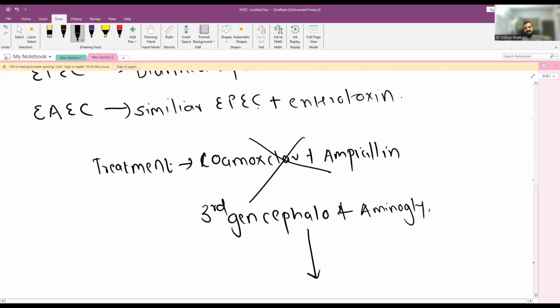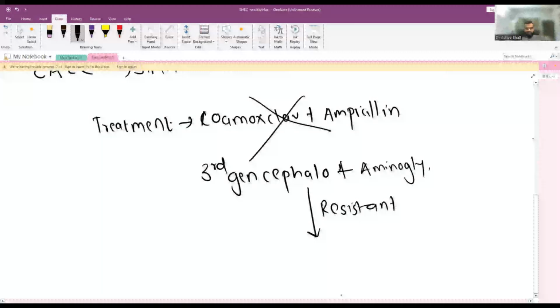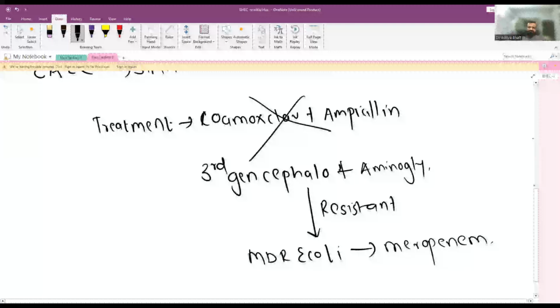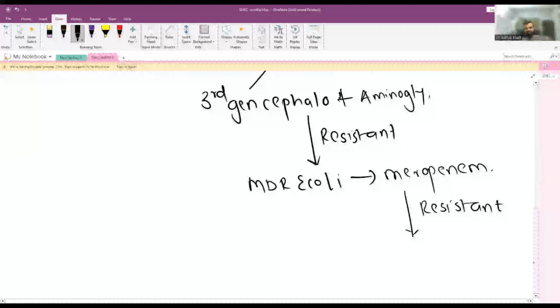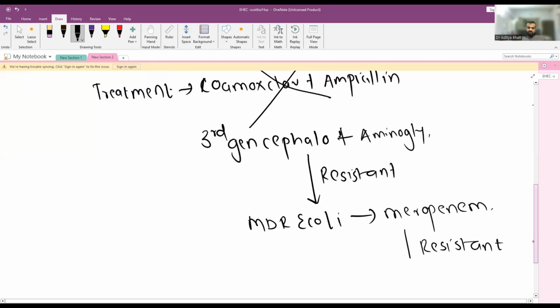Now if these drugs are resistant, it is known as MDR E. coli, and the drug of choice for MDR E. coli is meropenem. Okay. Meropenem is the drug of choice for MDR E. coli, where third generation cephalosporin and aminoglycoside do not work. Now, whenever there is extended spectrum or carbapenemase presence, then even meropenem is not working. Then the drug of choice is either polymyxin B or colistin. Okay, that's all. This is all you can do for a patient.